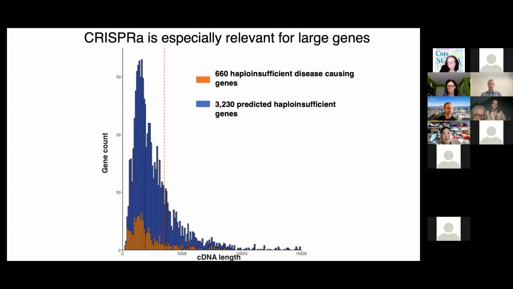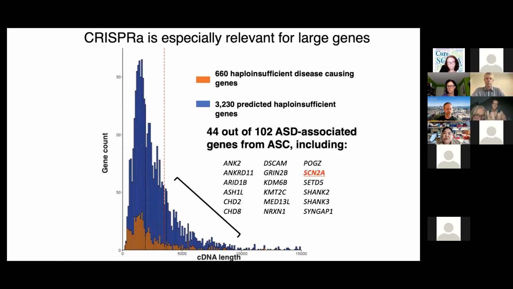And when we looked at those genes that are too big, we saw that 44 out of the 102 autism sequencing consortium genes are too large to fit inside of an AAV. So as proof of principle for rescuing a gene that is relevant to autism spectrum disorder and also too large for traditional gene therapy, we decided to target SCN2A.